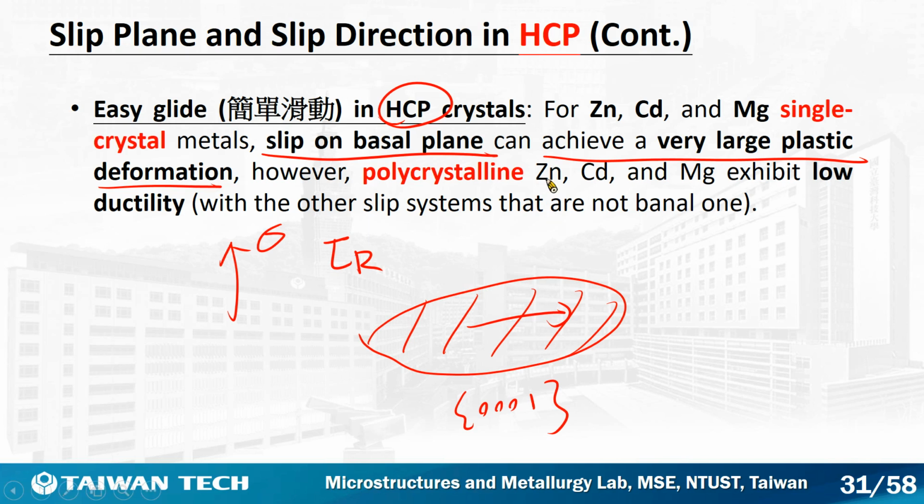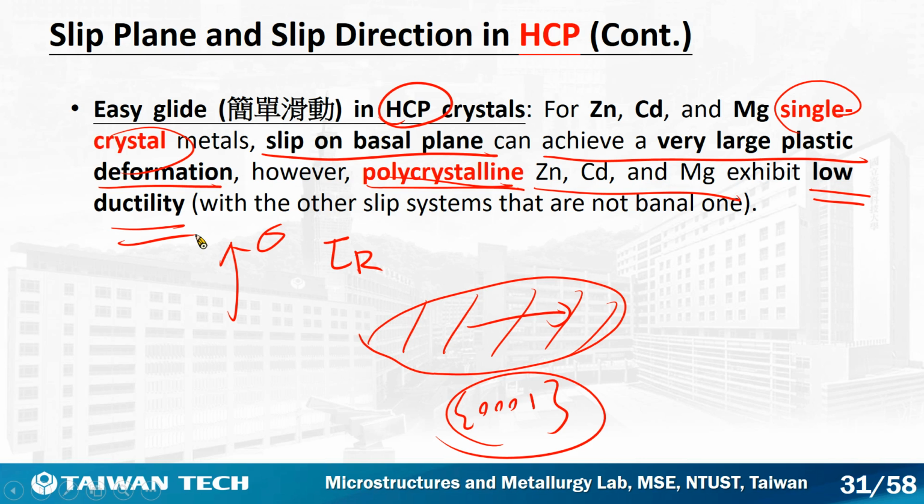Okay. However, this is just for single crystal, because for polycrystalline materials, you cannot have all of the grains have these orientations. So for polycrystalline HCP metals, it usually has low ductility compared to the others. Of course, some of the grains can match this orientation, but I think most of them will not match this 0001. So you will have a low ductility.